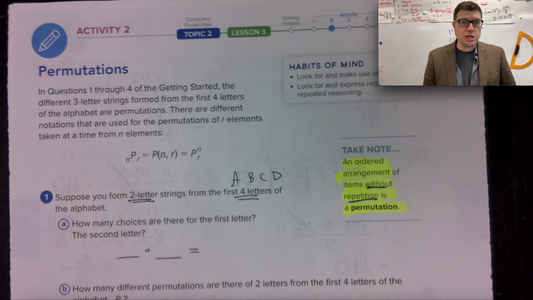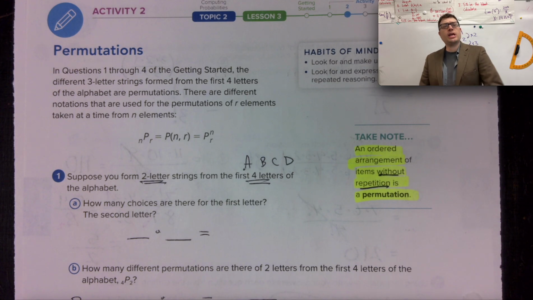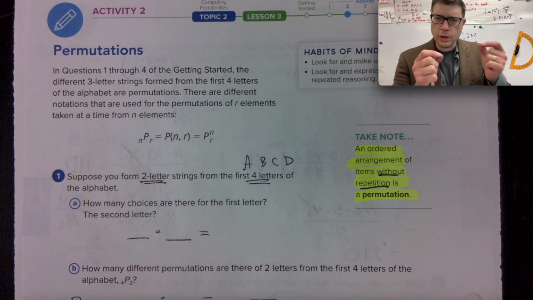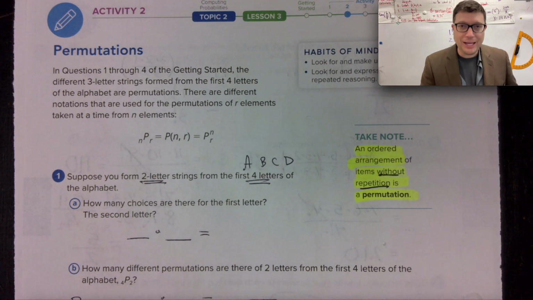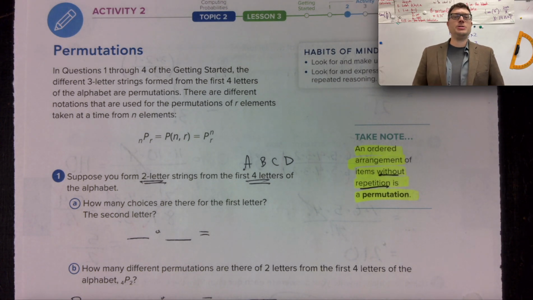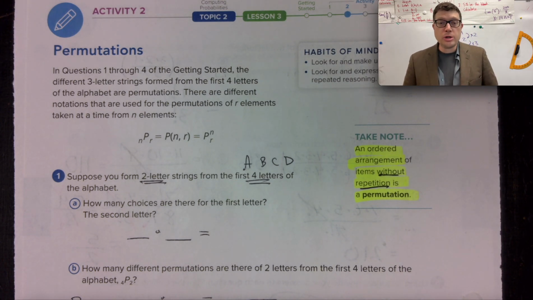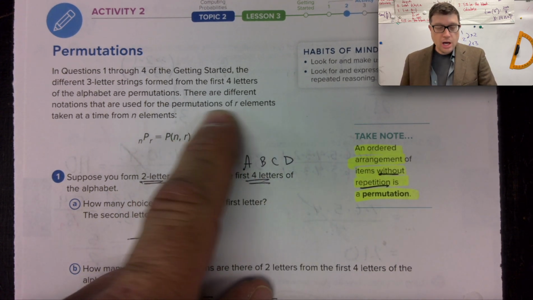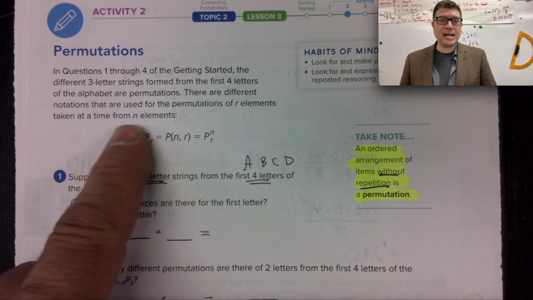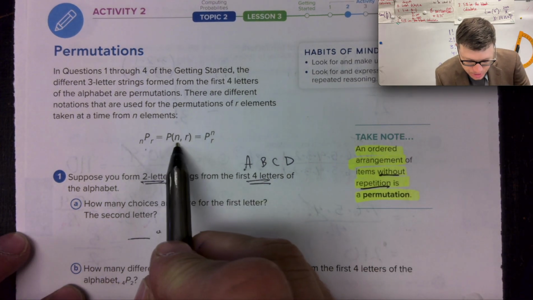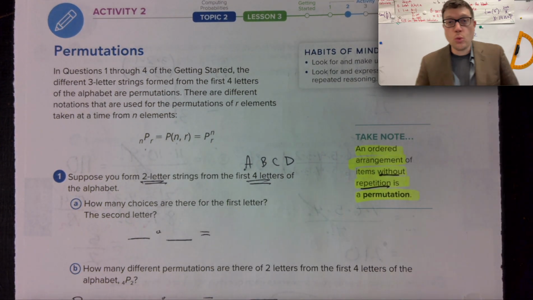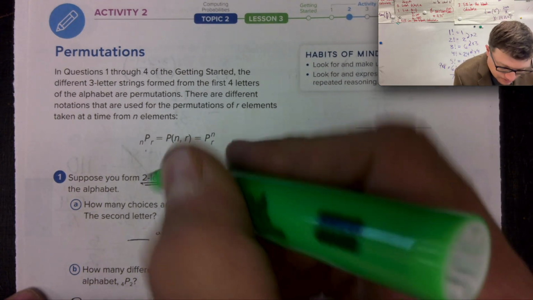That's a permutation. In questions 1 through 4 of the Getting Started, the different 3-letter strings formed from the first 4 letters of the alphabet are permutations. An arrangement that's ordered where the items are not allowed to repeat. There are different notations that can be used for a permutation of R elements taken at a time from N elements. Here are 1, 2, and 3 different ways we can write permutations.